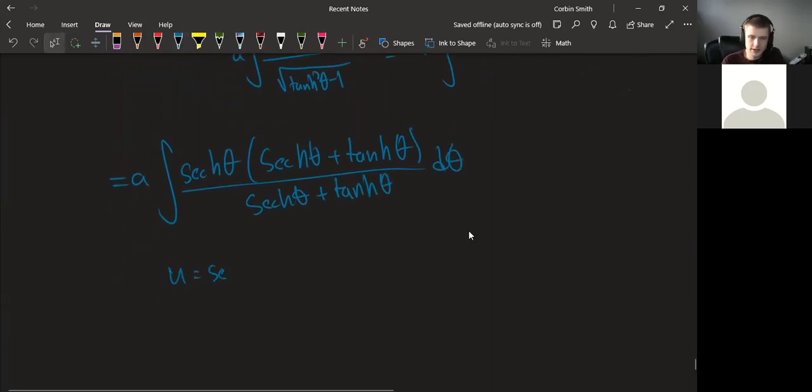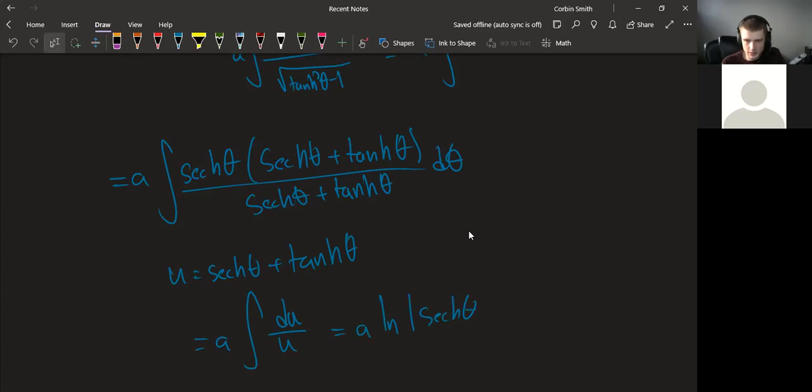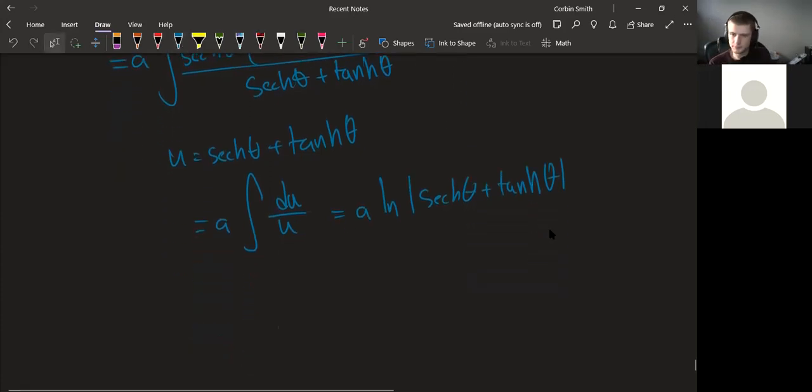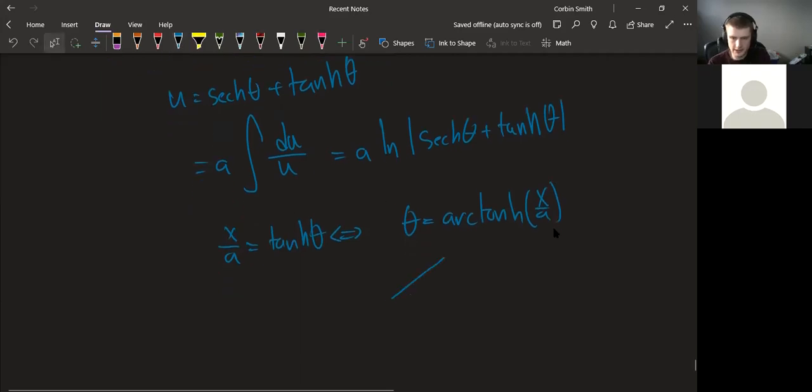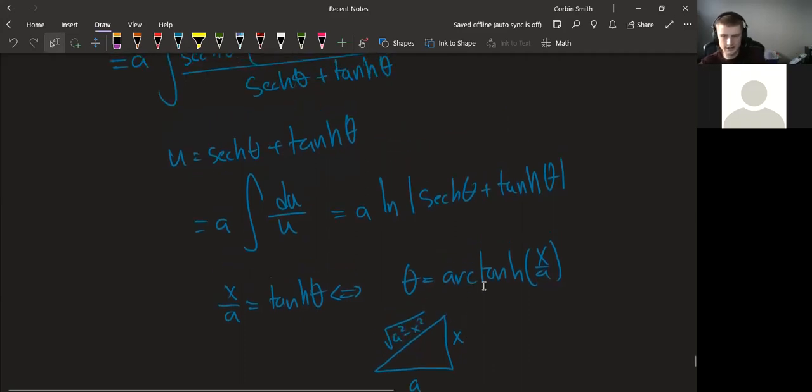And then we say u equal to sec theta plus tan theta. So we get a times the integral of du over u, which is equal to a ln of sec theta plus tan theta. And so we said before that x over a is equal to tan theta, which is the same thing as saying theta is equal to arctan of x over a. So if we draw our rectangle, we have x, a. So this is equal to a squared minus x squared. Oh boy, that's not good. Not looking good.